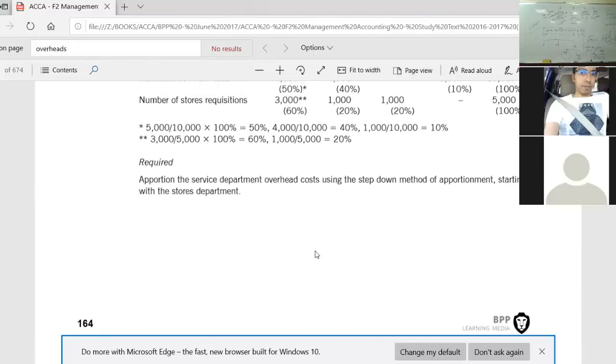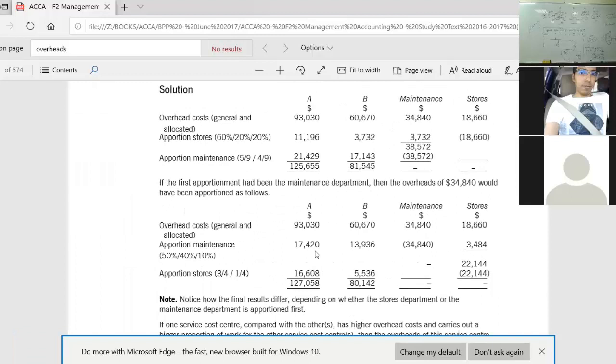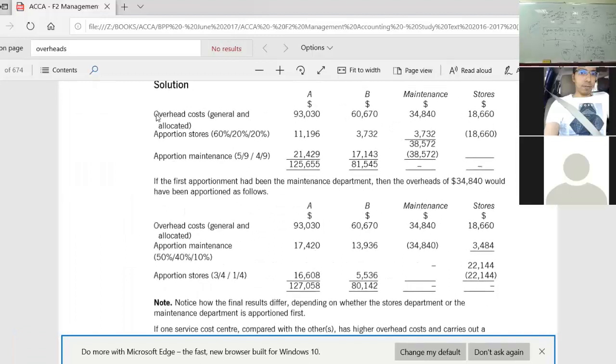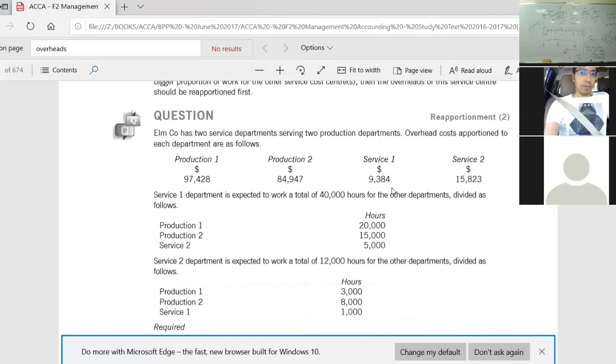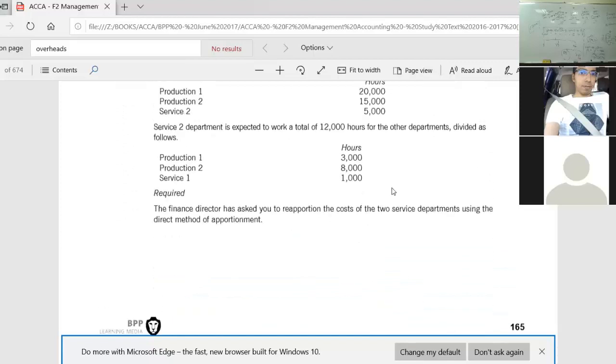But anyways, when we move into the answer, you will see the first thing they started with is the original numbers here. The first line, 93, 60, fine. Then stores is distributed in the ratio 60, 20, 20. So all three, fine. But when it came to apportioning maintenance, they are doing 5:9. This is what we have discussed, right? About the step down approach. Fine. Now moving ahead from here.